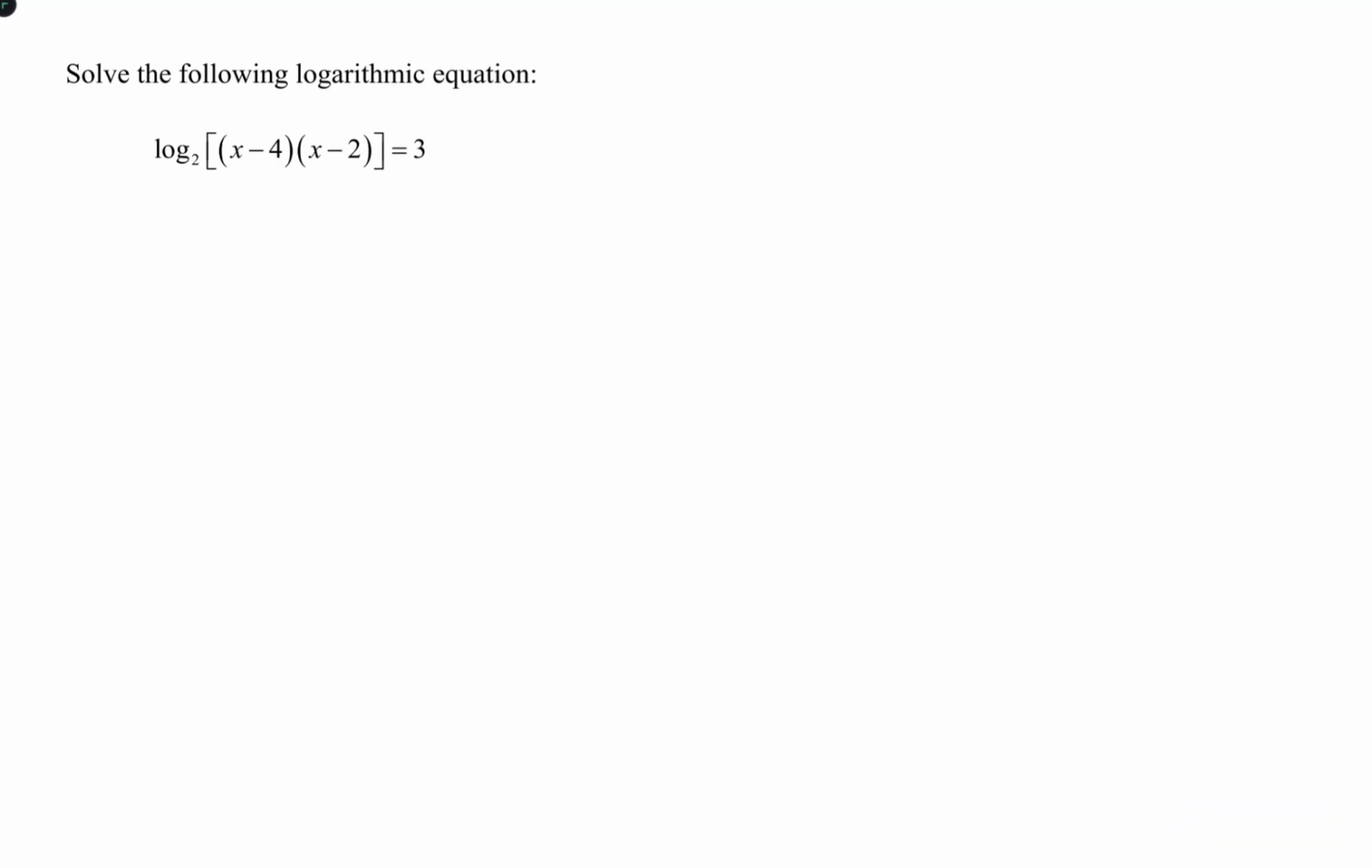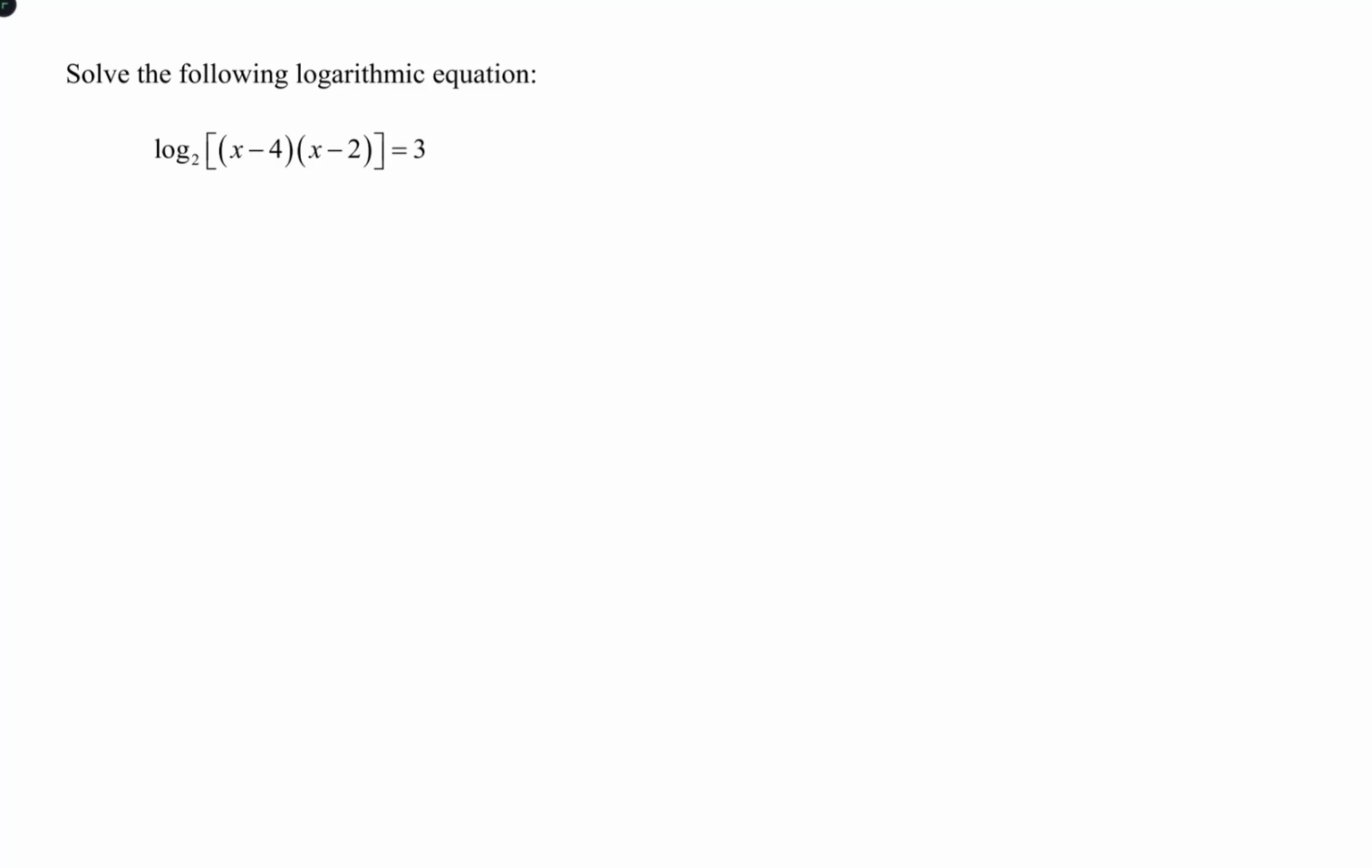Solve the following logarithmic equation. Log base 2 of the product (x - 4)(x - 2) is equal to 3. Whenever we have a logarithmic statement that has a variable in the argument of the logarithm or in the base of the logarithm, we're probably better off changing that logarithm into exponential form to see if we can solve it in that form.